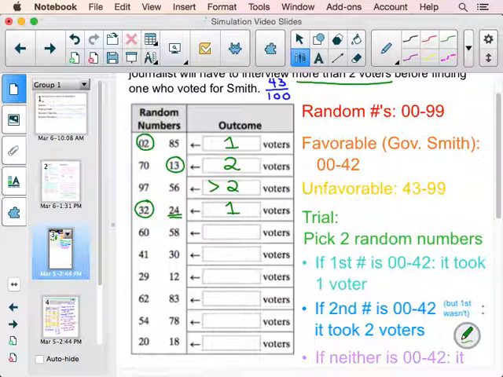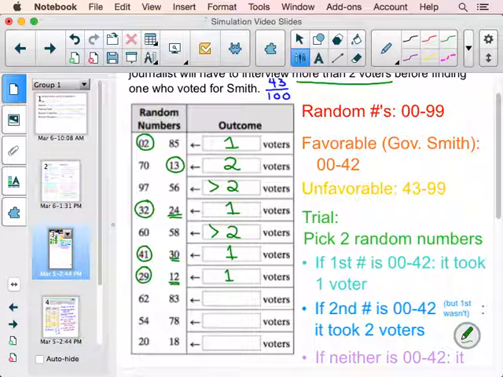Next trial, 60 is not for Governor Smith, neither is 58. So we needed more than 2 voters to get a Governor Smith vote. Next one, we've got 41, which is a vote for Governor Smith. So is 30, but we got it with just one voter. Same thing happens in the next one. 29 is a vote for Governor Smith, so is 12. So it only took us one voter to get a vote for Governor Smith.